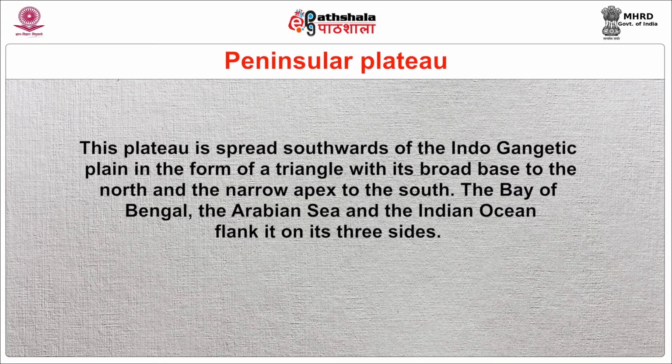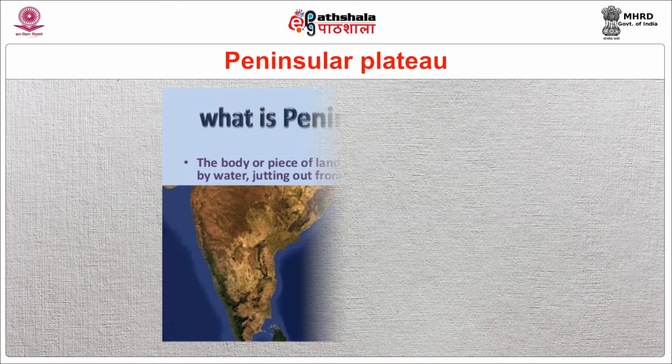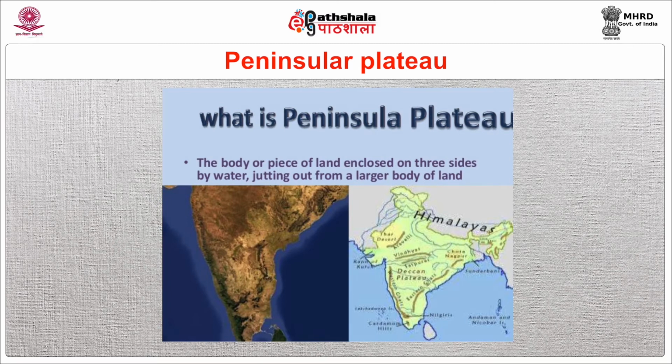This plateau is spread southwards of the Indo-Gangetic Plain in the form of a triangle with its broad base to the north and the narrow apex to the south. The Bay of Bengal, the Arabian Sea and the Indian Ocean flank it on its three sides. To the north of the plateau lie the Aravalli, the Satpura and the Vindhya mountains. To the west are the Western Ghats, while the Eastern Ghats form its eastern boundary. Nilgiris lie on the southeastern side of the plateau.